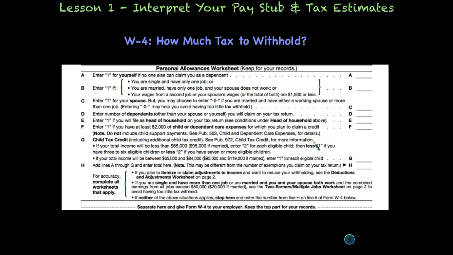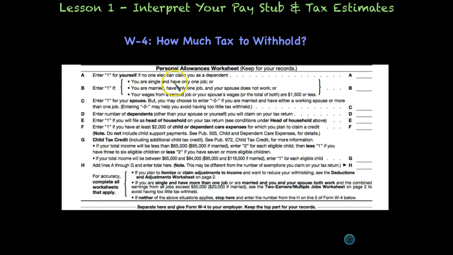So the one thing that you have to keep in mind, and this is where people often have confusion, if you claim 0 allowances or 0 exemptions, you are going to have the most amount of federal tax withheld from your paycheck each pay period. The more allowances or exemptions you claim, the less federal tax you're going to have withheld. What is an allowance? What is an exemption?